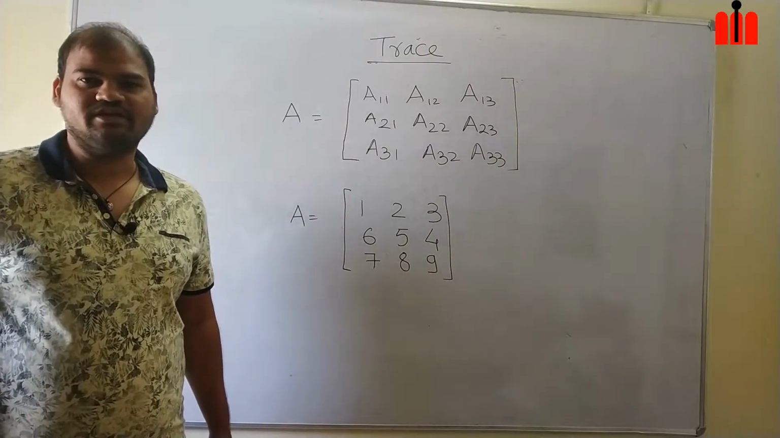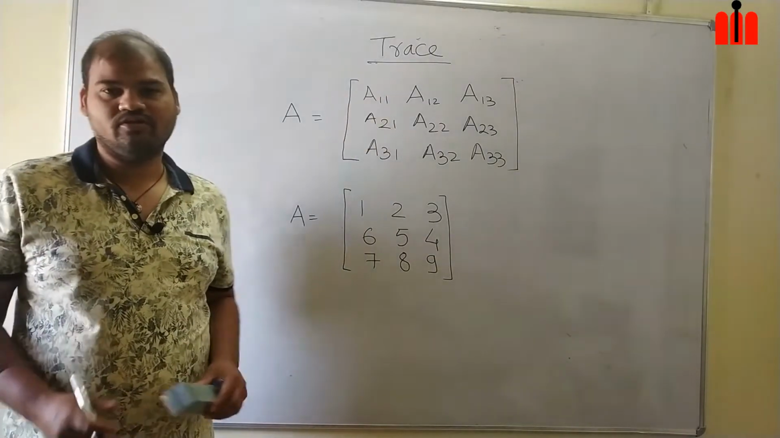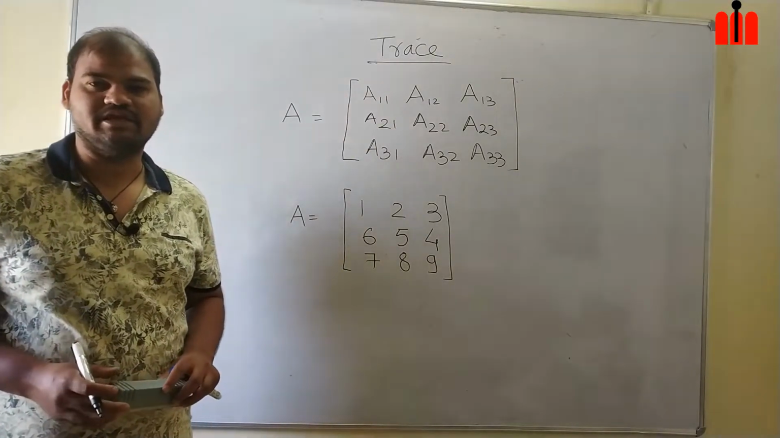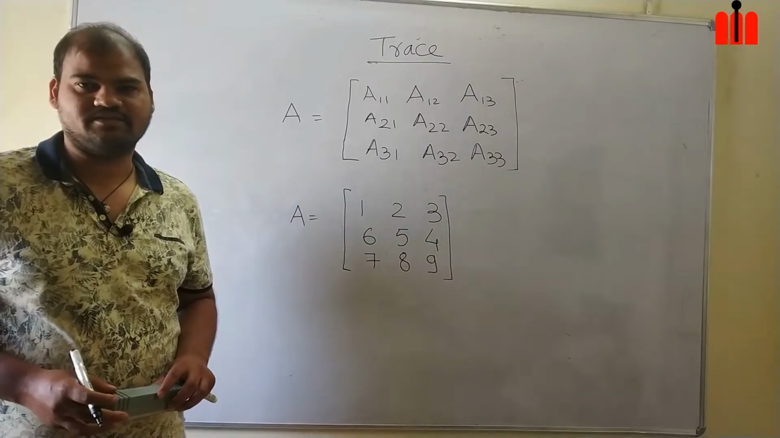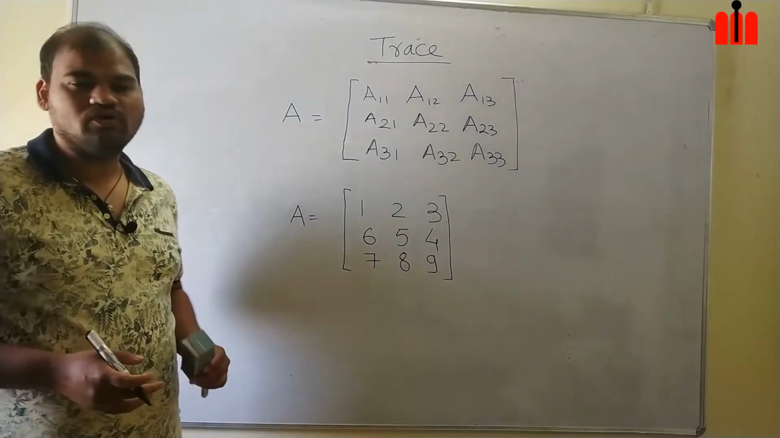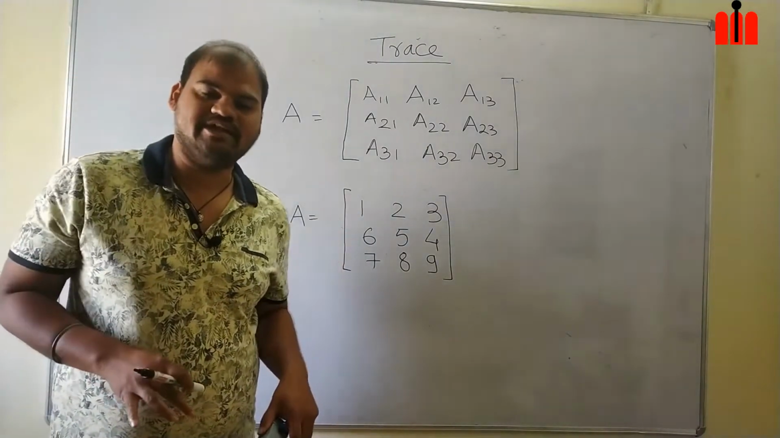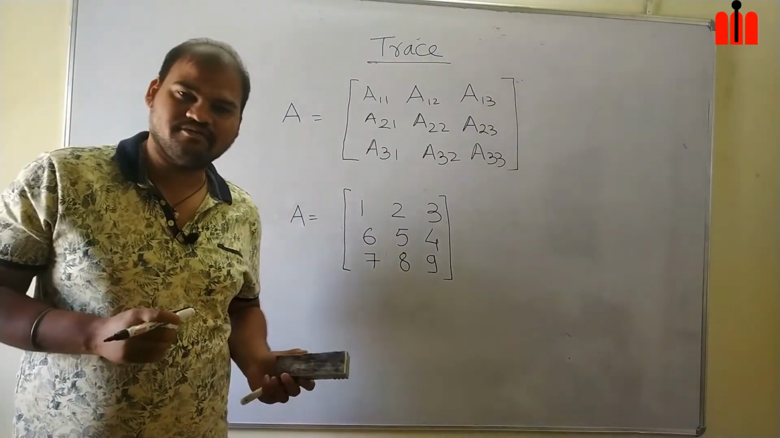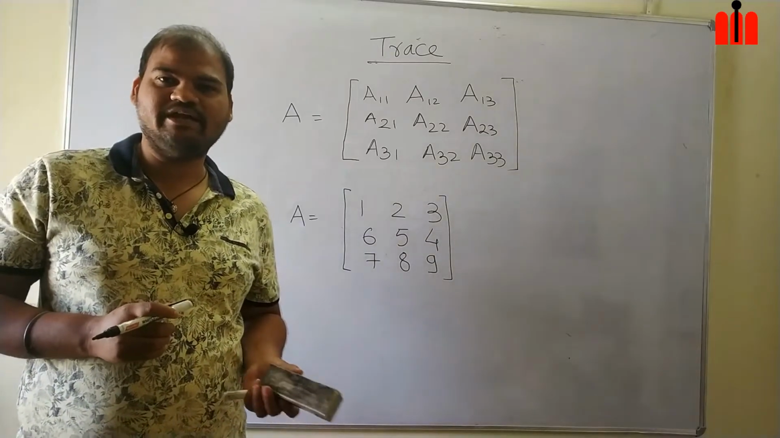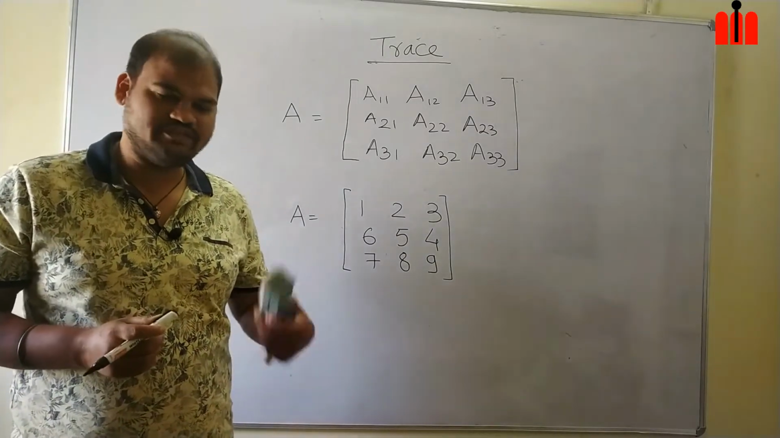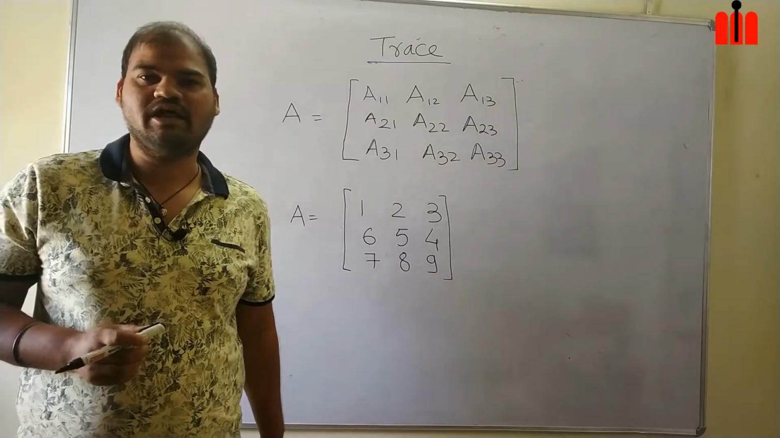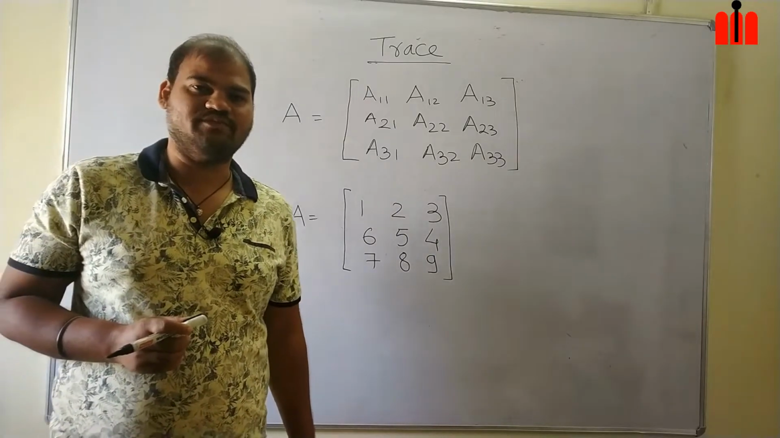Let's start with our first operation within the matrix, that is trace. As I told, these are the operations which will be conducted within the matrix, so 2 matrices are not required. That is the main intent. Only one matrix, and within that we see what all the things are that we can derive from it.